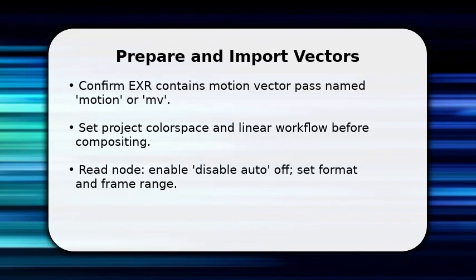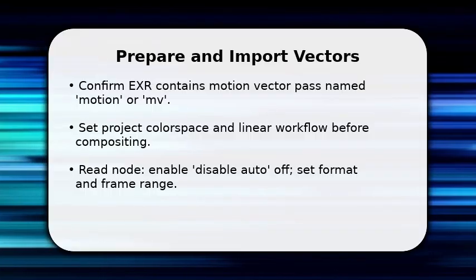You should inspect the layer in the viewer using Shuffle or Vector field. This quickly proves the data is present. If the pass is missing, request a render with 2D motion vectors from your renderer.